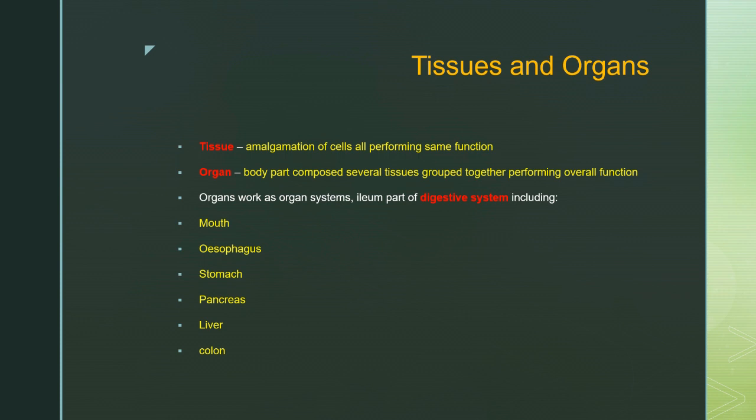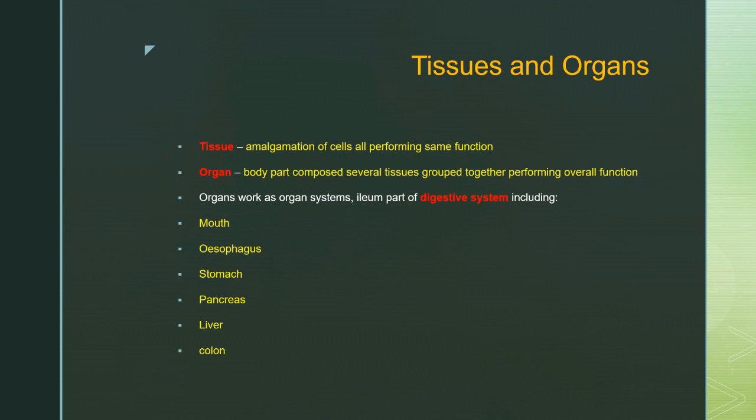A tissue is the amalgamation of cells all performing the same function, very critical there. Whereas an organ is a body part composed of several different tissues that are grouped together performing an overall function. A heart is an example of this.